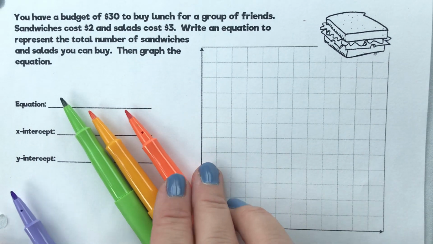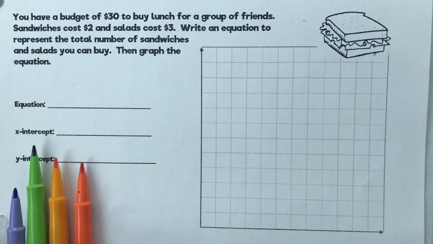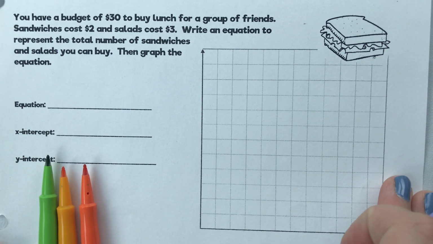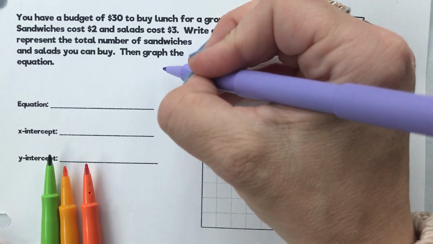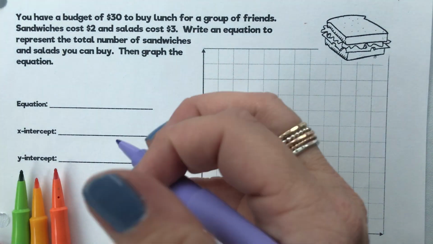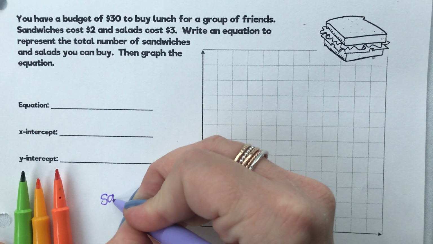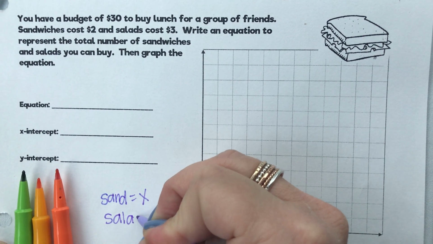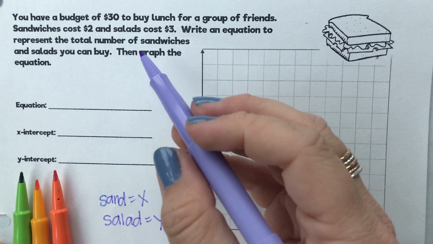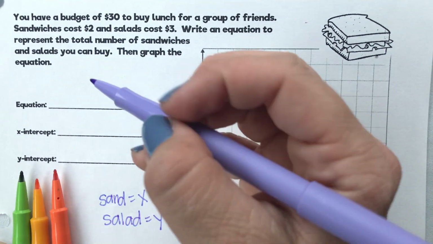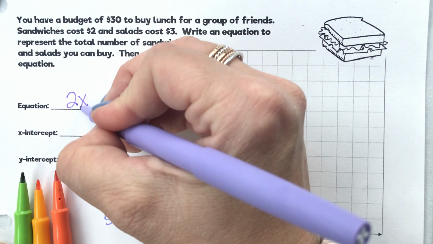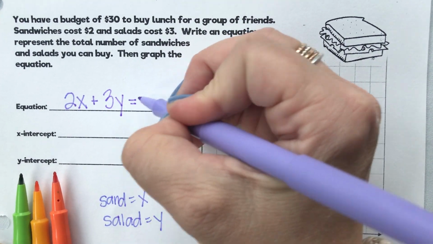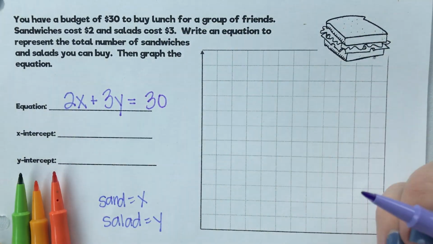Okay, you have $30 to buy lunch for friends. You can buy sandwiches and salads. So I am for sure gonna change this to X and Y. Okay, so I'm gonna say that sandwich is X, salads are Y. So if I am buying sandwiches, okay, they're $2 for every sandwich. And salads are $3 for every salad, and I have a total of $30 to spend.